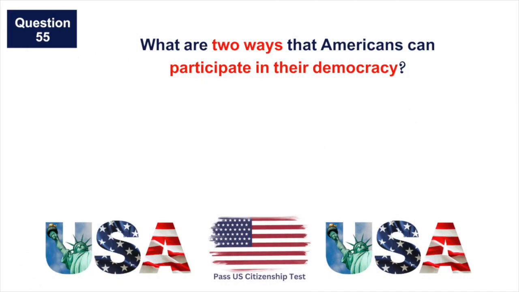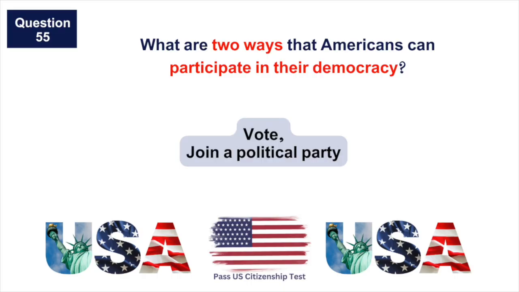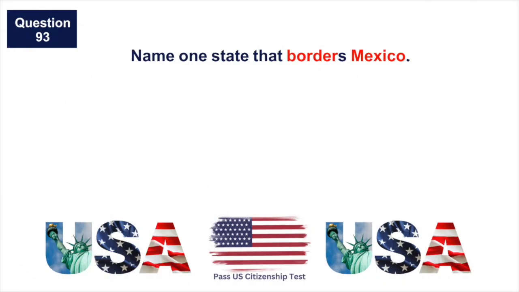What are two ways that Americans can participate in their democracy? Vote. Join a political party. Name one state that borders Mexico. California.